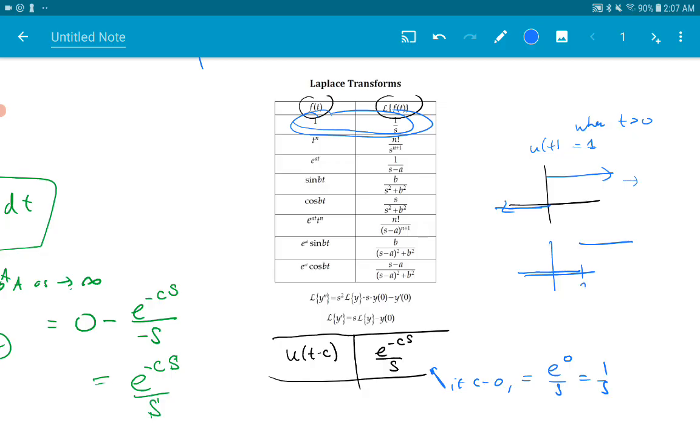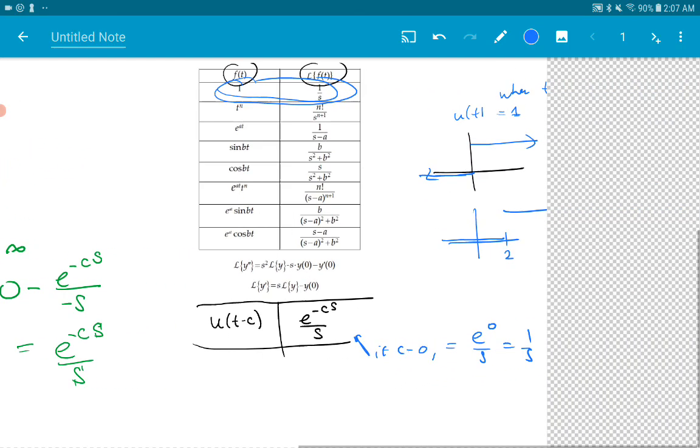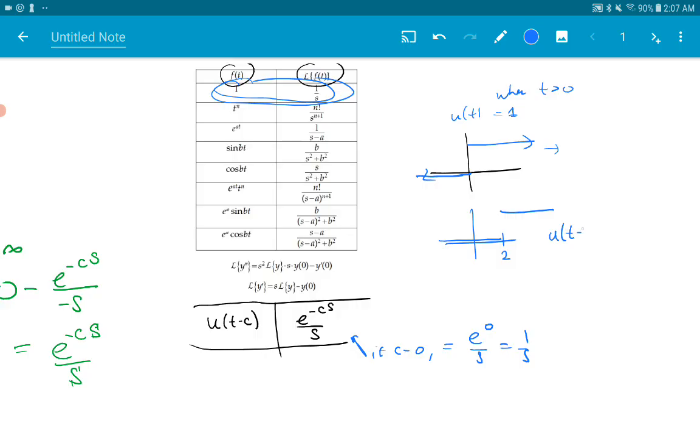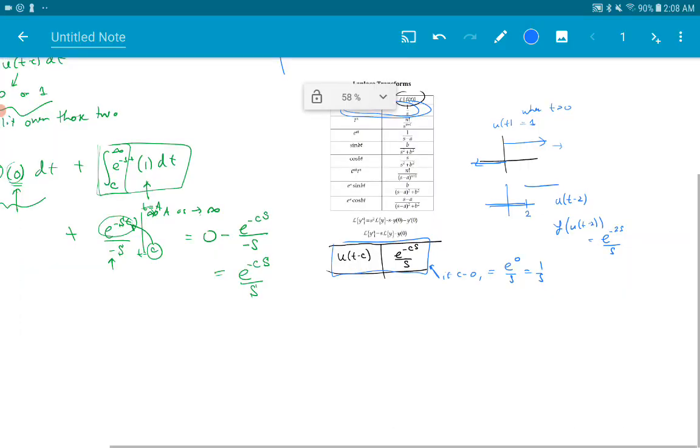So for example, this is the function u of t minus 2, and the Laplace transform of u of t minus 2 is just e to the negative 2s over s according to this formula here. So it's easy to take Laplace transforms of step functions. All right, so in fact, let's do a differential equation now.